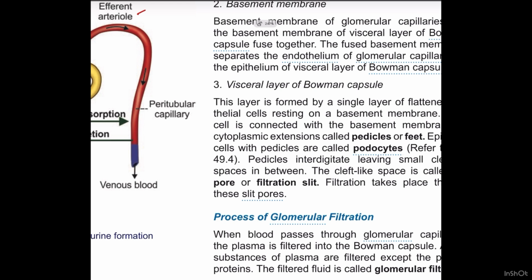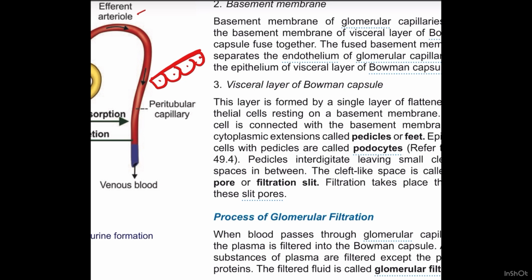The visceral layer of the Bowman's capsule is formed by a single layer of flattened epithelial cells resting on the basement membrane. Each cell is connected with the basement membrane. Here you have to remember every epithelium will have a basement membrane. See here, the basement membrane will be there. Without the basement membrane, epithelial cells cannot be accommodated. Epithelial cells need to rest on the basement membrane. That basement membrane they are mentioning here. Right, so the basement membrane.